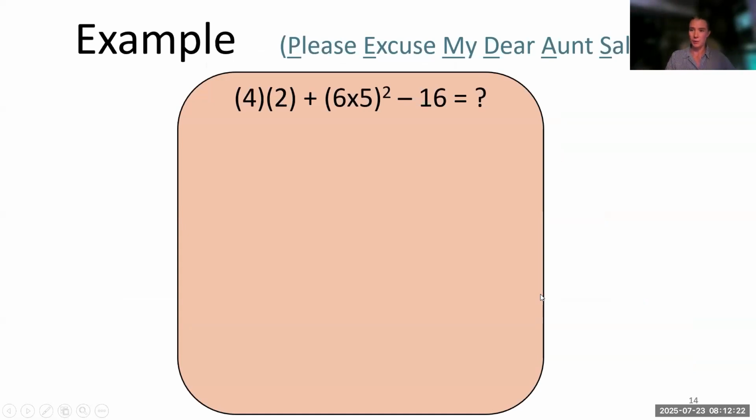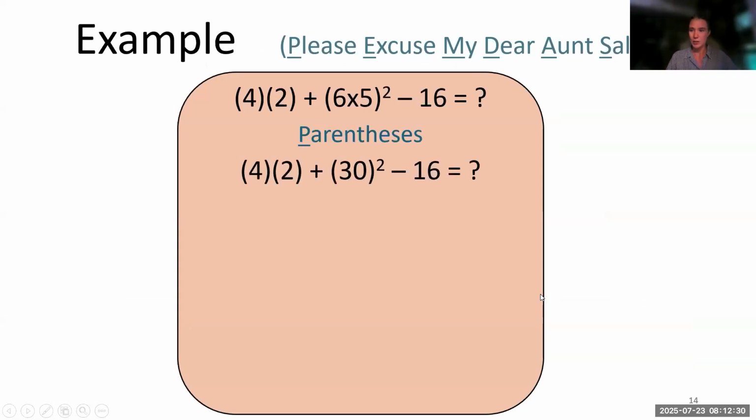If we're going in order, please excuse my dear Aunt Sally, we're going to start with the P. So we're going to do the parentheses first. Inside of the parentheses, we've got 6 times 5, which is 30. So put that 30 in those parentheses. Then we're going to move on to the next part of the equation, the exponent. That's that tiny 2 up above the 30.